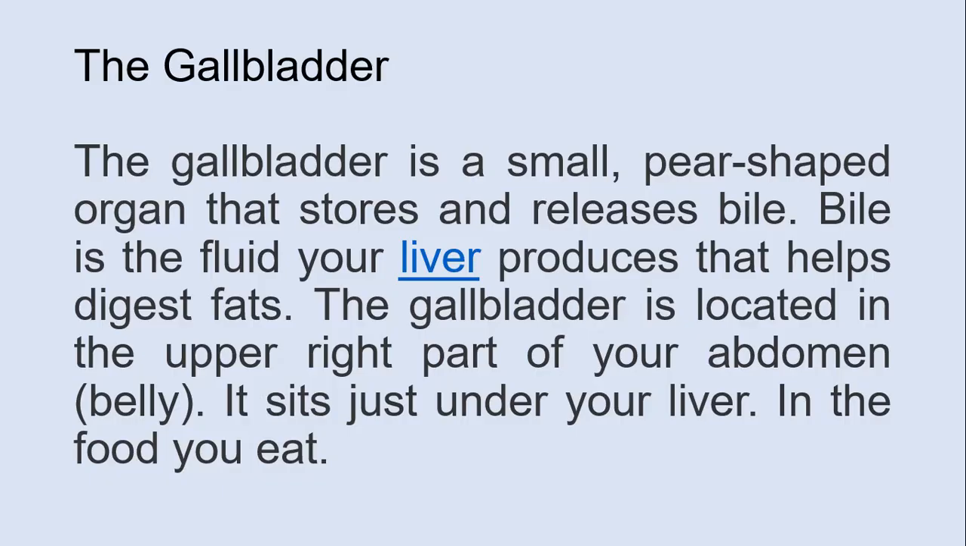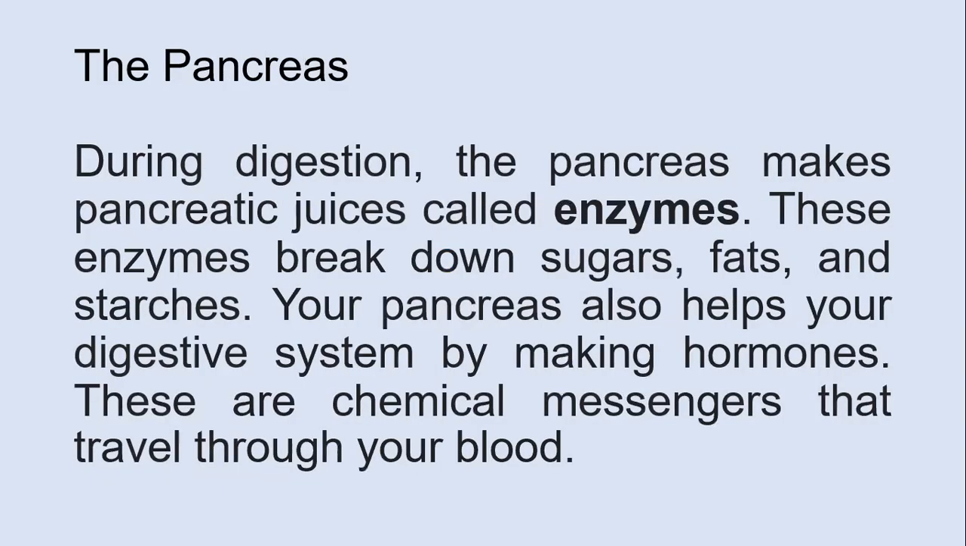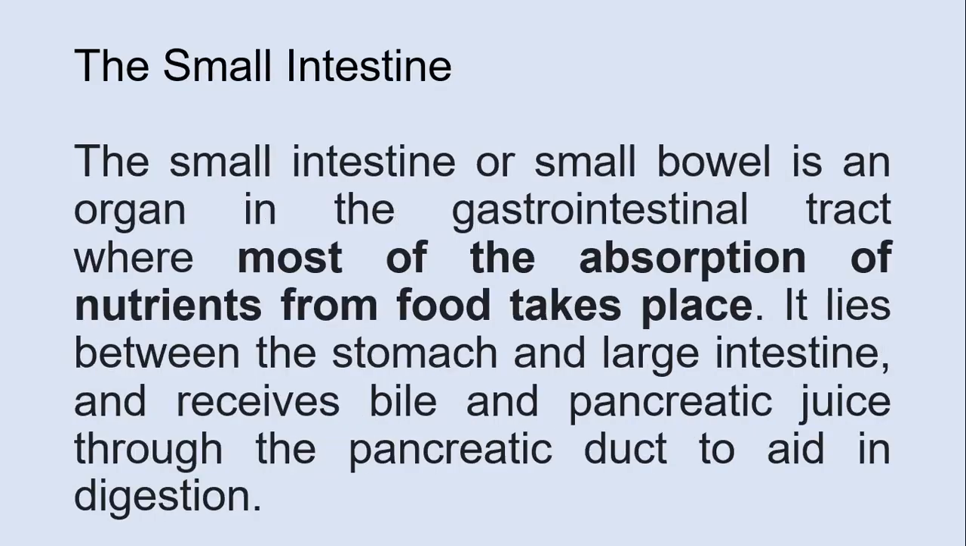And also avoid eating too much processed food and junk food. Next is the pancreas. During digestion, the pancreas makes pancreatic juices called enzymes. These enzymes break down sugars, fats, and starches. So your pancreas also helps your digestive system by making hormones. These are chemical messengers that travel through your blood.